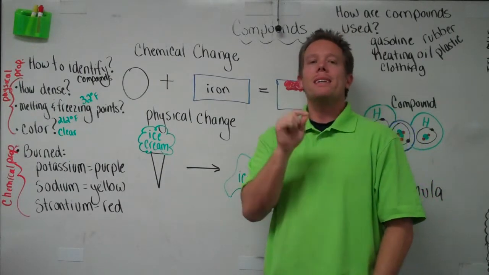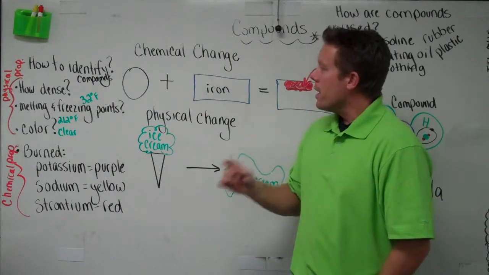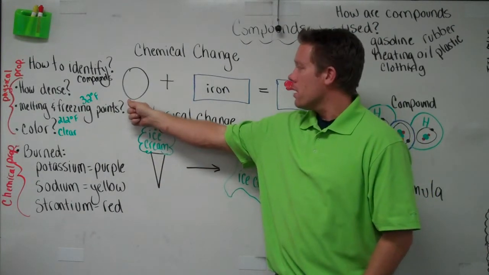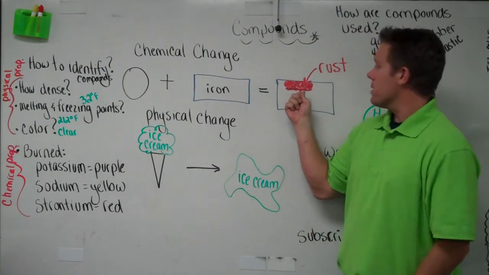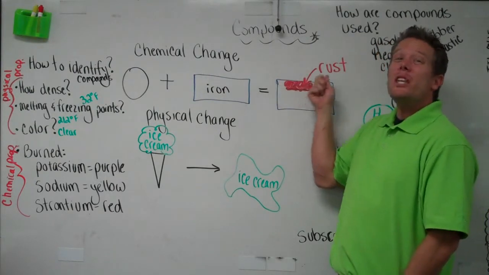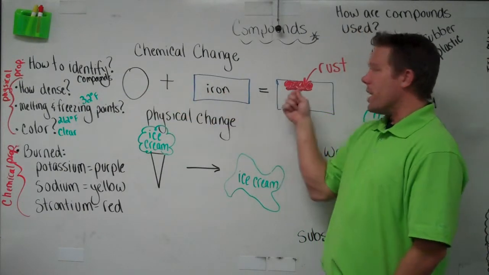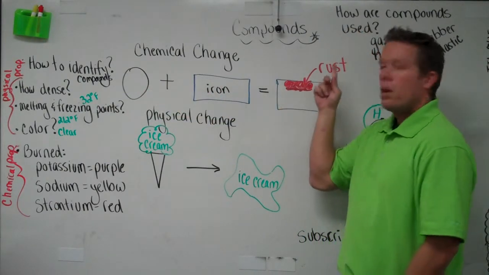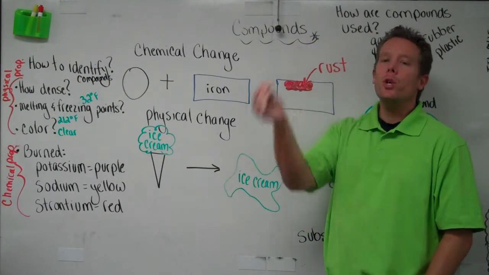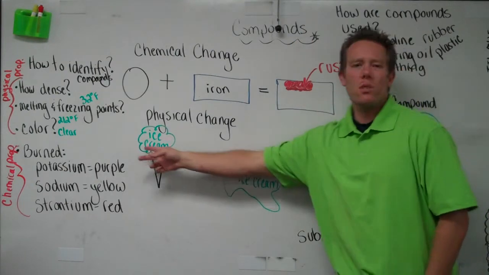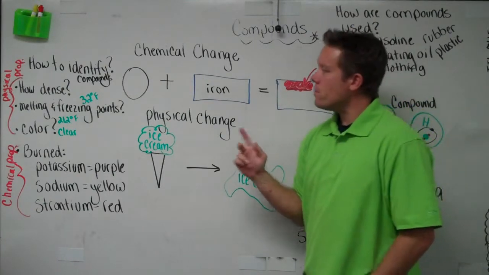Chemical changes, on the other hand, is when a new substance is created. Something entirely new. Here's an example. If you have oxygen and that interacts with iron, you get a thing called rust. Rust is something that is completely new. It's an entirely new substance. Oxygen plus iron gives you something completely new called rust. This is called a chemical change. Something completely new is created. The physical change, it's still ice cream. Nothing new is formed. Okay?